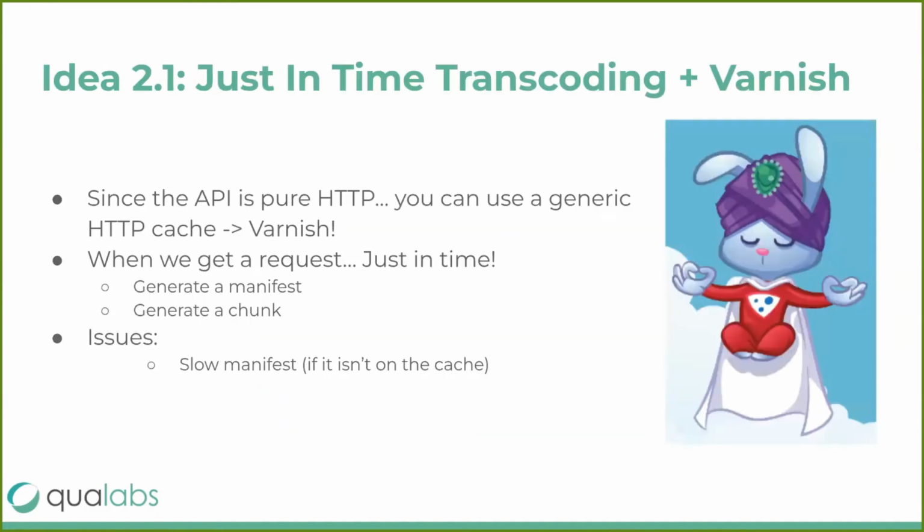So coming back to the design, how do we scale this? Since the API is pure HTTP, we can add Varnish. Varnish is a caching HTTP reverse proxy. It can handle all the cache logic, and we can use it as a smart load balancer.